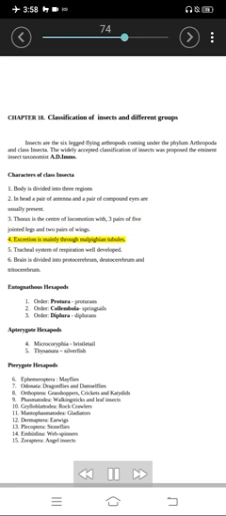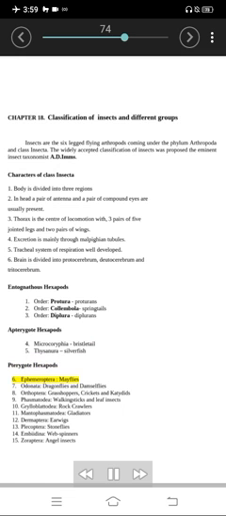4. Excretion is mainly through Malpighian tubules. 5. Tracheal system of respiration well developed. 6. Brain is divided into protocerebrum, deutocerebrum and tritocerebrum. Entognathous hexapods. 1. Order, Protura. 2. Order, Collembola, springtails. 3. Order, Diplura. Apterygote hexapods. 4. Microcoryphia, bristletail. 5. Thysanura, silverfish.